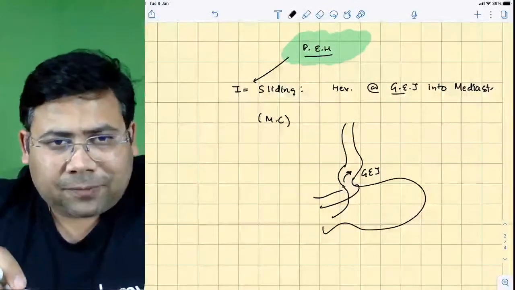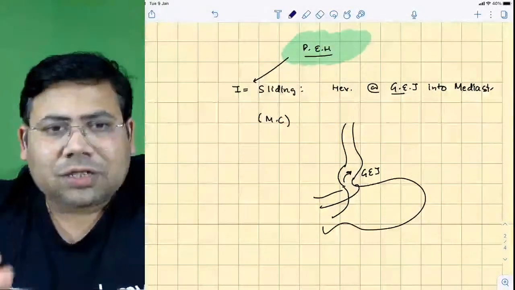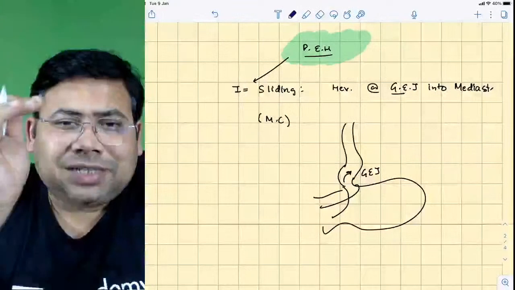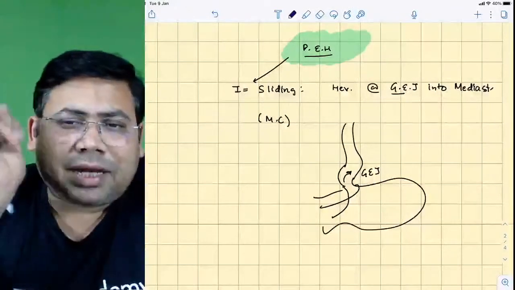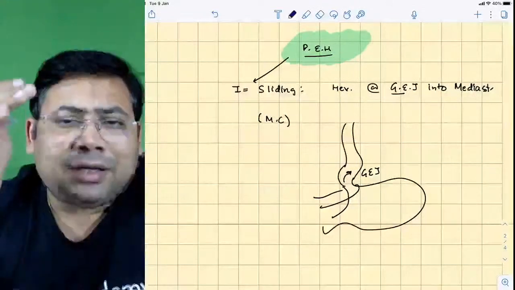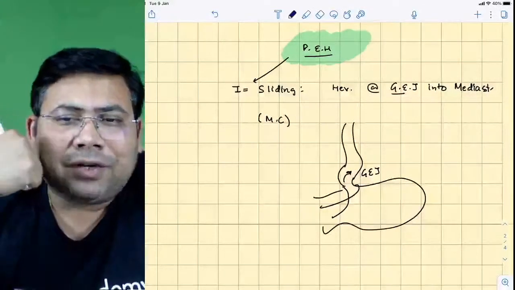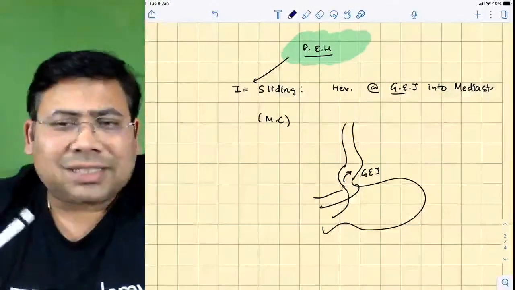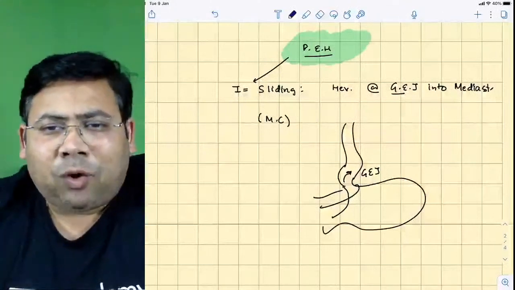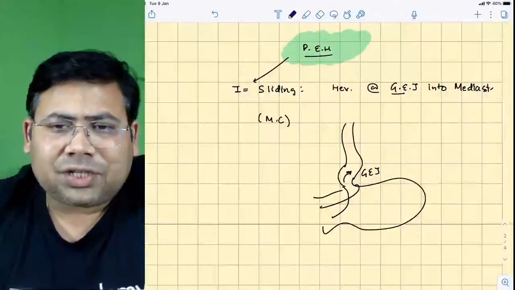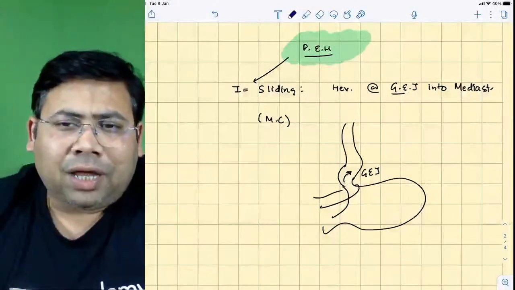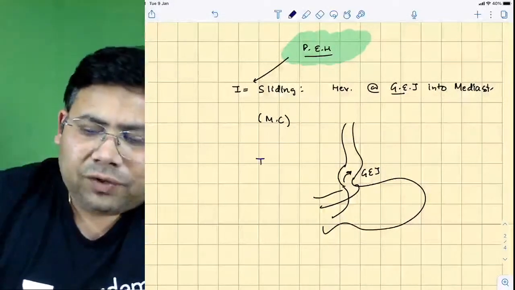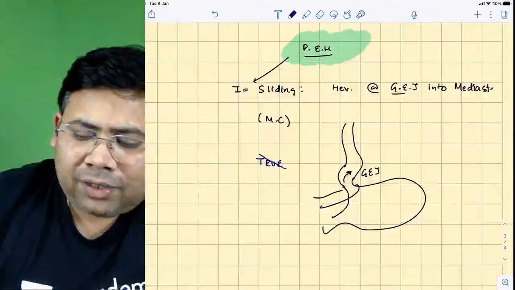This is not a true hernia. Why? This is not a true herniation because nothing is going up via a defect parallel to the esophagus. The GE junction is a part equally distributed between the stomach and the esophagus. How can one's own part herniate? If it were telescoping inside, it would have been a case of intussusception. Here nothing is telescoping. It is not herniating via an abnormal defect. It is the normal place from where the GE junction is going in. So remember, it is not considered a true paraesophageal hernia.